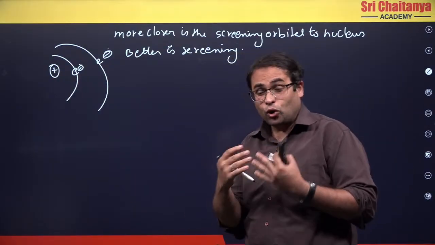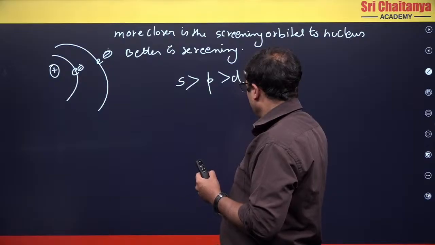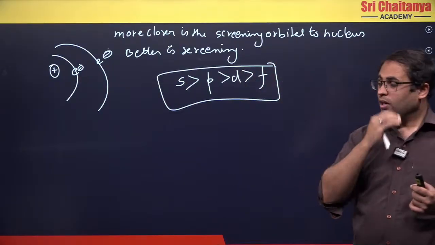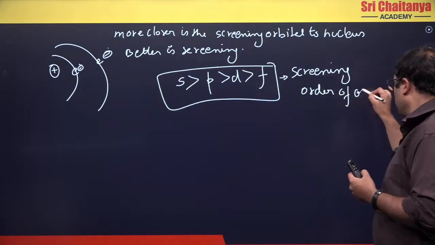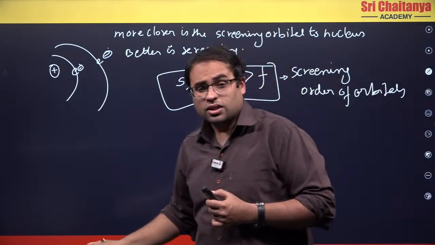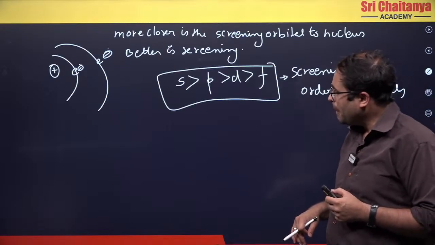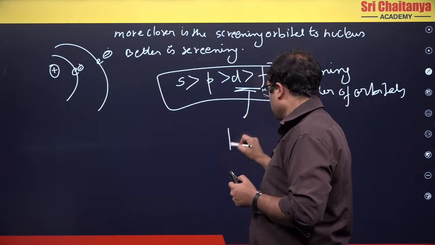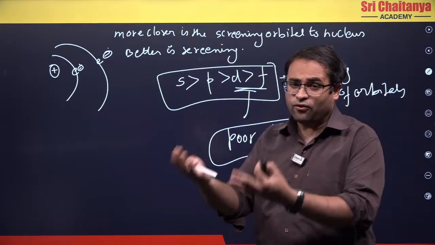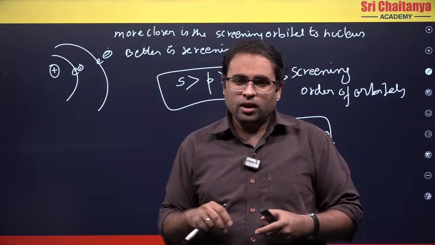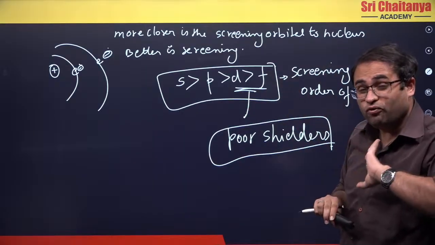right? And we know that in terms of closeness, s is the closest, followed by p, followed by d, followed by f for the same value of n. This is the screening order of orbitals. The higher in this order, the better it is at screening. Understand this, d and f, you can see here, are poor shielders or screeners. They are very poor. If you have a d and f army person defending you from the enemy, you will most definitely lose the war, because d and f orbitals are very poor shielders.